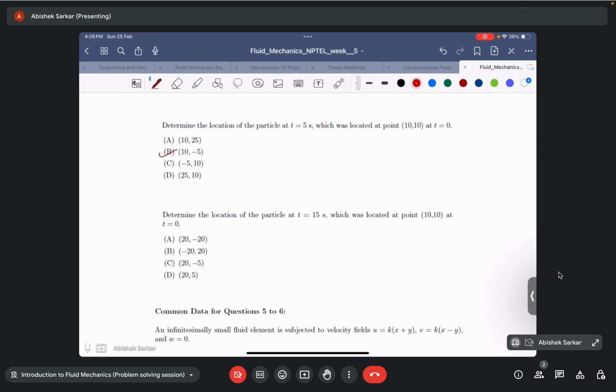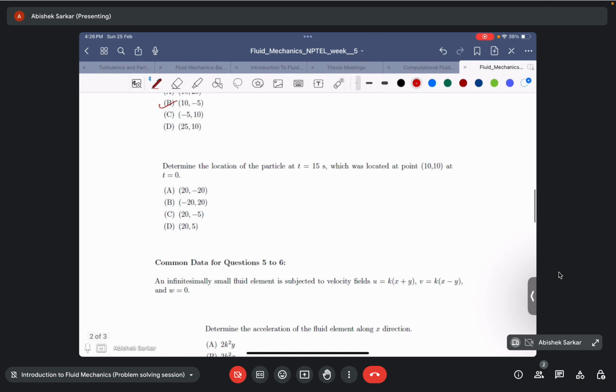So the next part of the question, I feel, is a bit more interesting and a bit more challenging. The next question is: determine the location of the particle at t equal to 15 seconds, which is located at point 10 at t equal to 0. Why is this question interesting?